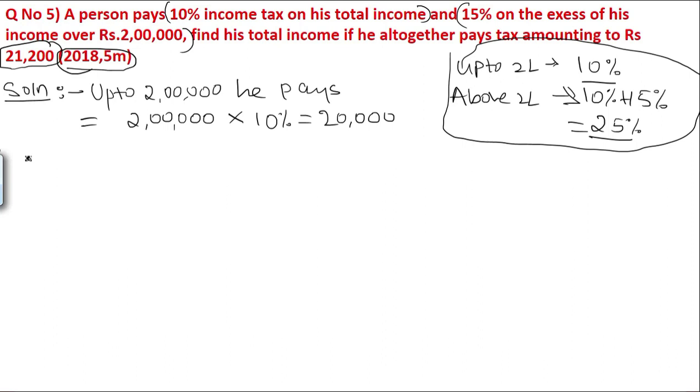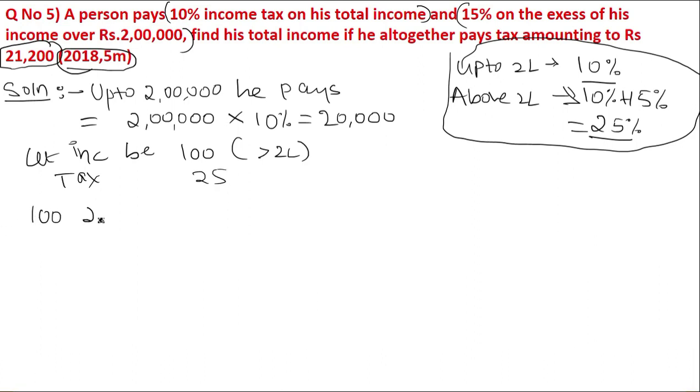So here again, as in the last problem we have done, let the income be 100. It is above 2 lakh. I'm just writing here, above 2 lakh. Let it be 100. How much tax is he going to pay for 100? As I said, 25%. So 25 rupees is the tax. So for 100, it is 25.